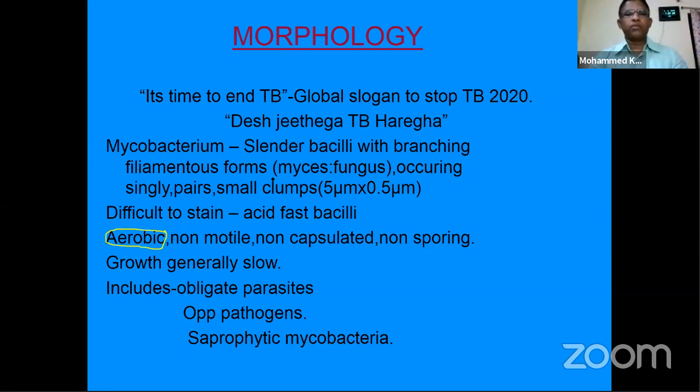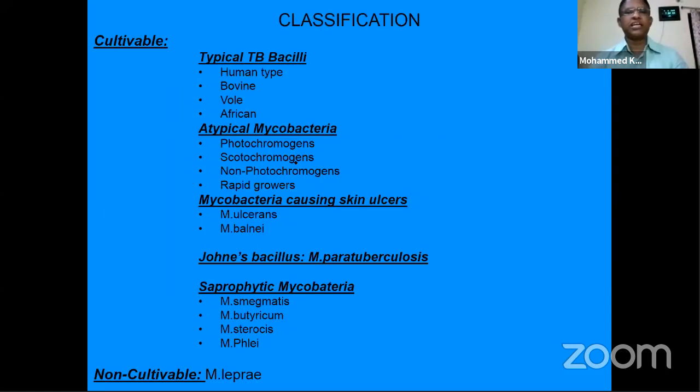It is weakly gram positive, and that's the reason why you use a special stain like the acid fast stain. Classification is there in the textbook of Ananthanarayan; you can go back leisurely and look at that. This is how they classify bacteria based on cultivable and non-cultivable. The only mycobacterium species that is non-cultivable is Mycobacterium leprae. Otherwise, you have plenty of saprophytes, which are not important. Johne's bacillus is caused by Mycobacterium paratuberculosis. Mycobacteria that cause skin ulcers are Mycobacterium ulcerans and Mycobacterium balnei. And atypical mycobacteria include photochromogens, scotochromogens, non-photochromogens and rapid growers.